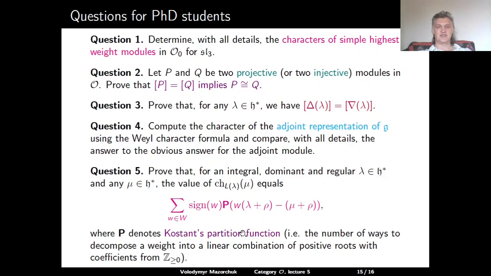Here, the Kostant partition function is a function which gives the dimension of weight spaces for the universal enveloping algebra of n plus or n minus. So it's the number of ways to decompose a weight into a linear combination of positive roots with non-negative integer coefficients.